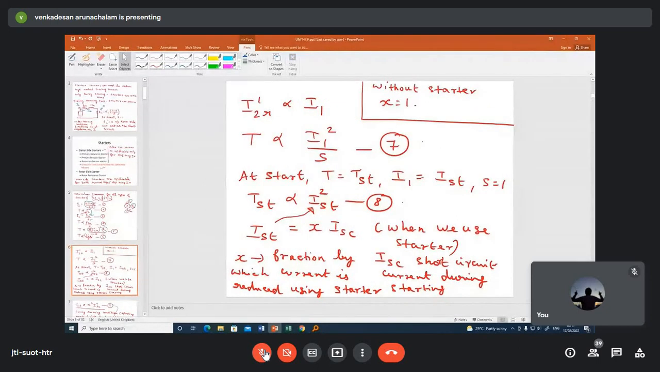Now here, the rotor current referred to the stator is proportional to I1, the stator current. Both are proportional. How much current the machine is drawing from the source decides the rotor current. So this is the rotor current referred to stator, that is I2', and this is the stator current. Don't worry, with this derivation I will complete today's class.